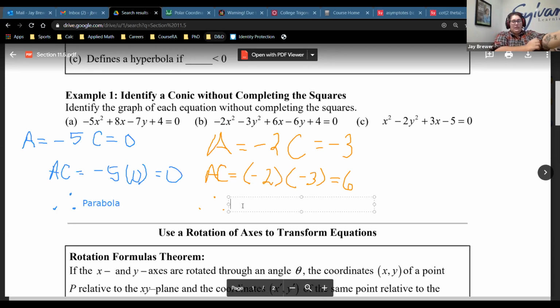We're working on section 11.5. And we just discussed that if you take A times C and you get a 0 out of it, then we get a parabola. If we take A times C and it's greater than 0, we actually end up with an ellipse or a circle. And then what do you guys think the last one's going to end up showing us? A hyperbola. Yep.